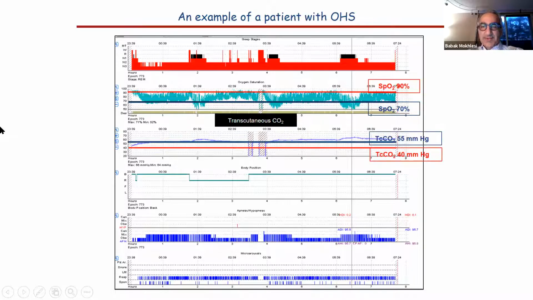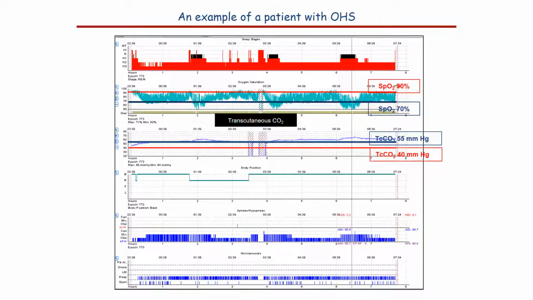In this case, we also have transcutaneous CO2 measurements. You can see that it's significantly elevated throughout the night. This is a patient who is a research subject. That's why there was no split night. Otherwise, in most sleep labs, this patient would have been initiated on some form of CPAP therapy.